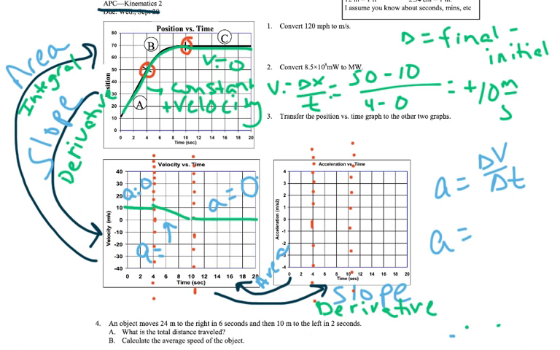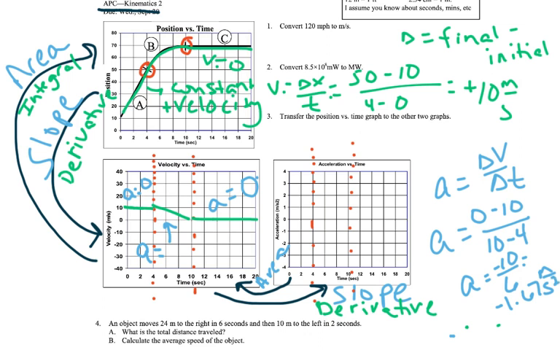So to find my acceleration, I'm going to use a final velocity of 0. I had an initial velocity of 10. I have a final time of 10 seconds and an initial time of 4. So I end up with negative 10 divided by 6, which is roughly negative 1.67 meters each second squared.